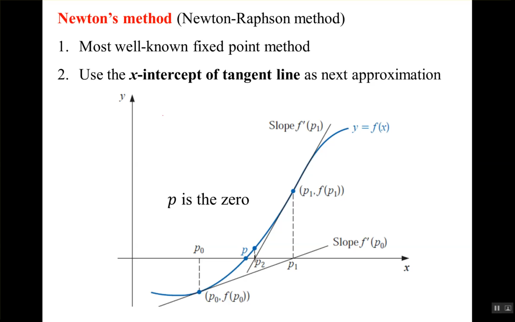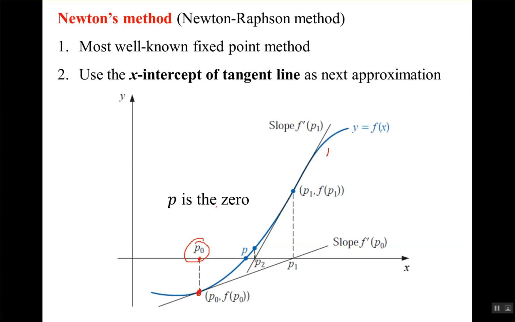Here's the idea. We are going to use the x-intercept of the tangent line to approximate the zero. For instance, in this graph of this function, let's pick a point as an initial value, say p0. This is your initial approximation to the real root p. The real root is unknown.